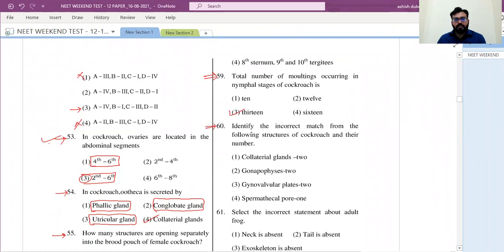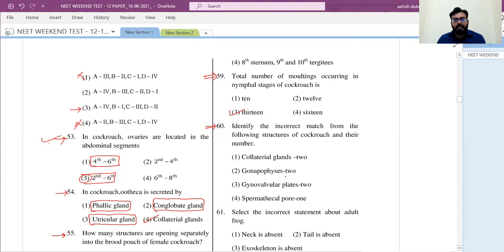Next question is 60th. Identify the incorrect match from the following structures of cockroach and their number. Collateral glands are 2 in number. Yes. Gonapophyses are 2. No. Gynovalvular plates 2. Spermathecal pore 1. They are asking about the incorrect match.